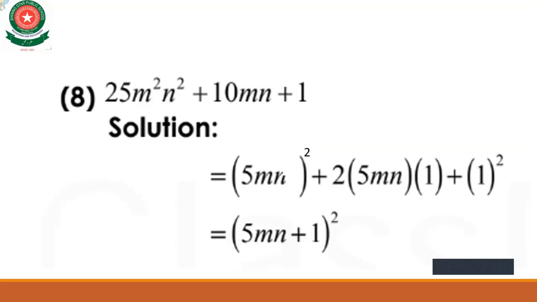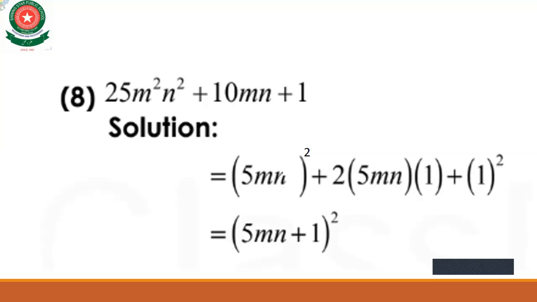You can write it as 5 mn whole square plus, in the last term, the value of b is 1. Value of a is 5 mn and value of b is 1. By completing into a formula, a square plus b square plus 2ab. Value of a is 5 mn and value of b is 1. A square plus 2ab plus b square.